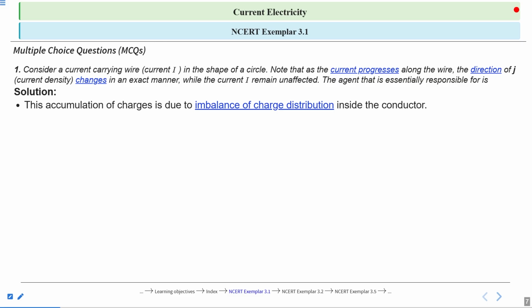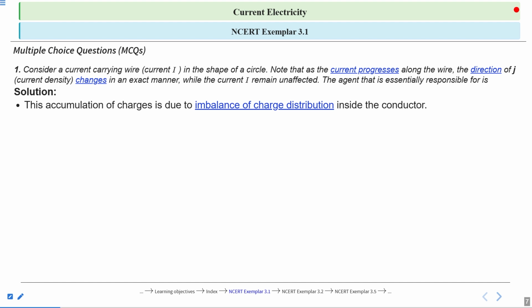The accumulation of charges is due to imbalance of charge distribution inside the conductor, as I already mentioned, due to variations of cross section area or change of path. If we change the area or reverse the path of the current, if we bend the wire, current will flow through the wire, but at the corner where the wire is being bent, the current has to change direction. How will the current change direction?